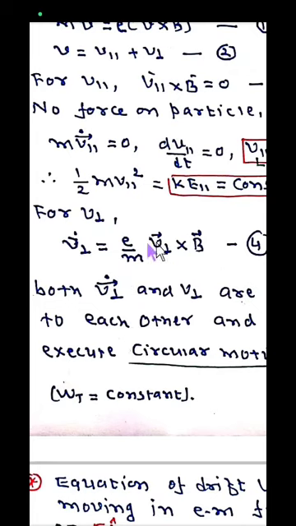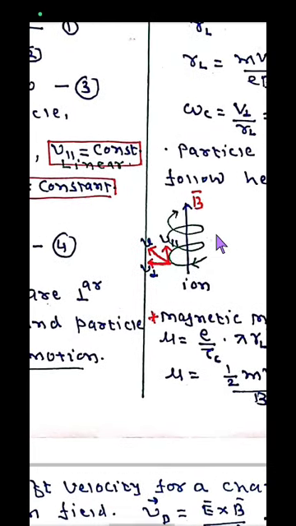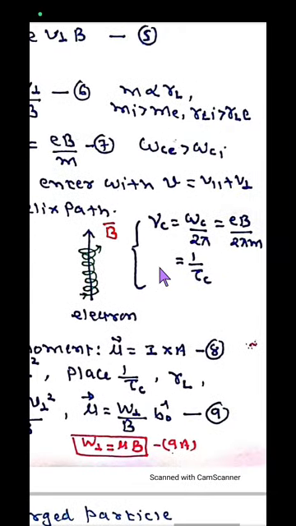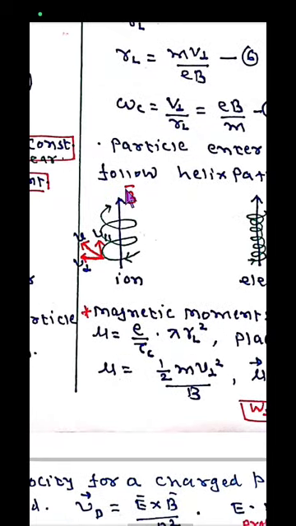Circular motion. Because A equal to B cross V, this will be parallel to this, this will be parallel to this. Acceleration is always perpendicular to the velocity in a circular motion. So V perpendicular gives us circular motion. So here two types of motion will be combined. When a particle enters a magnetic field with velocity V, two types of velocity will be combined, linear motion and perpendicular motion. Linear plus perpendicular equals helix, equals spiral.